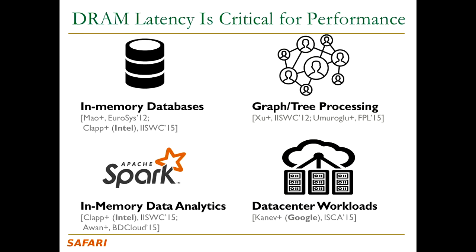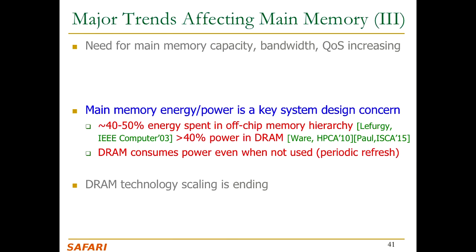Graph processing, which is employed in almost all big data-intensive workloads, in-memory data analytics, and the data center workloads, they're all limited by latency. In fact, this is a paper that I referenced from Google in ISCA 2015 that talks about memory latency being a big problem. Okay, we'll talk about latency later on. Yes?